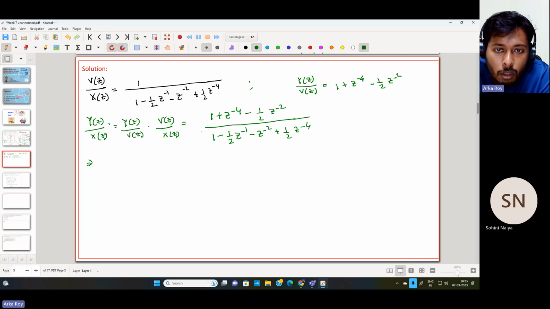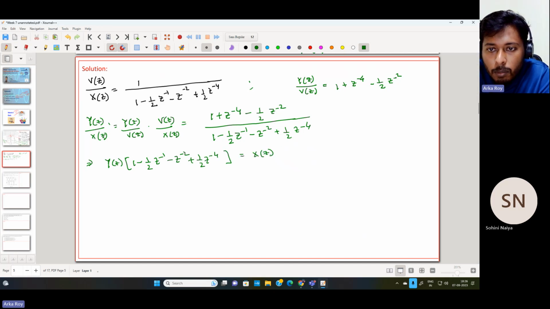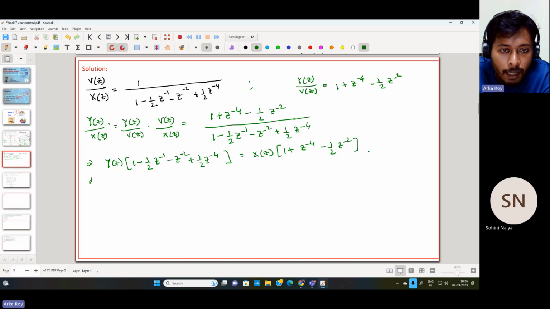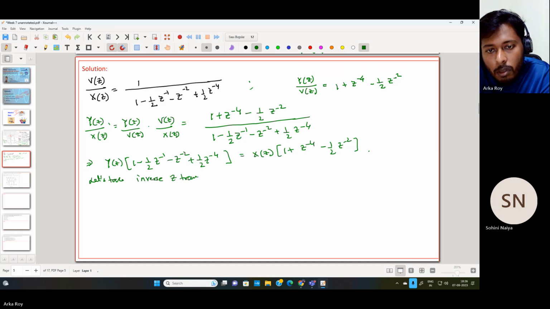Now I can cross multiply these relations. So Y(z) multiplied with 1 minus half z inverse minus z to the power -2 plus half z to the power -4. And likewise, I can cross multiply this part also: 1 plus z to the power -4 minus half z to the power -2. Now let's take the inverse z transform on both sides.